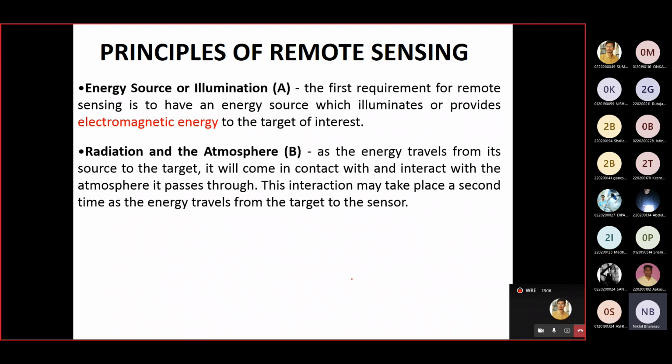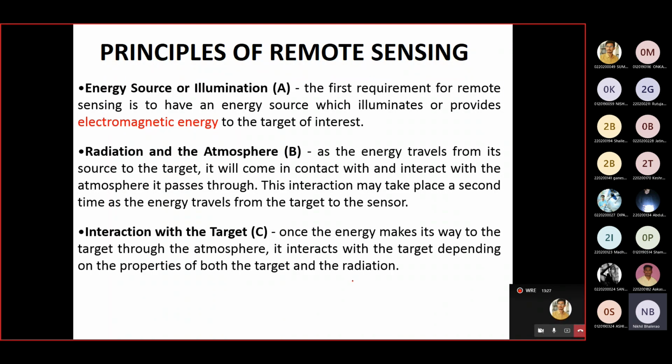One is from the sun, so the sun as a source, and another one is the satellite as a source. These radiations interact with the atmosphere, and then we have the interaction with the targets. After interacting with the atmosphere, the energy reaches any particular object present on the earth surface, and depending on the property of that object, the radiation gets emitted or reflected back. This process is the interaction with the target. So first the source, second the interaction with the atmosphere or the radiation, and third the interaction with the targets.